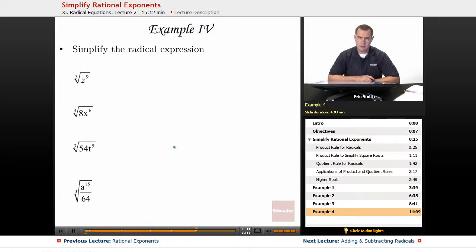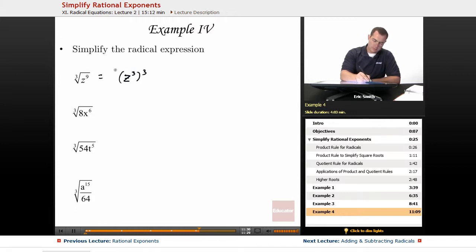Now let's do the same thing with higher roots, but deal with some variables underneath theirs. So the first one, I have the cubed root of z to the 9th. I could look at this as z cubed. And the reason why I'm doing that is to really highlight that this root and that third root will end up getting rid of each other. And really what's left over is z cubed.